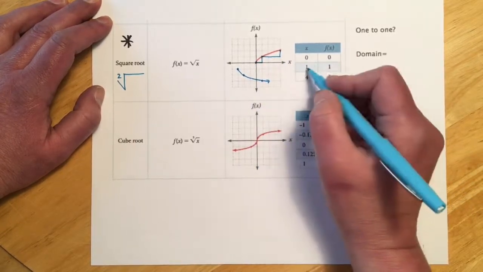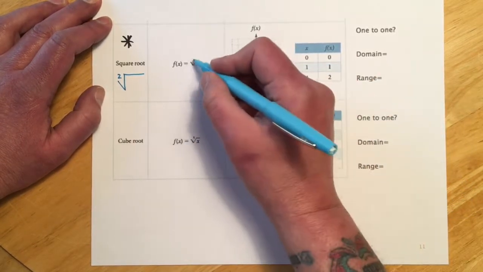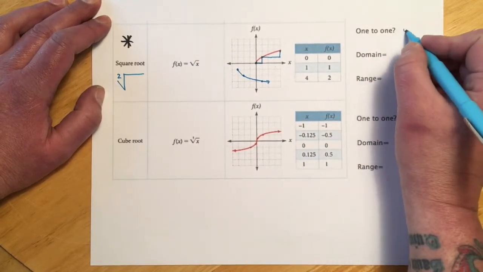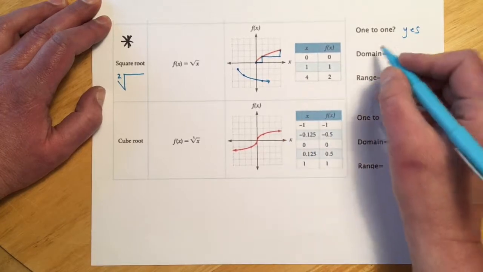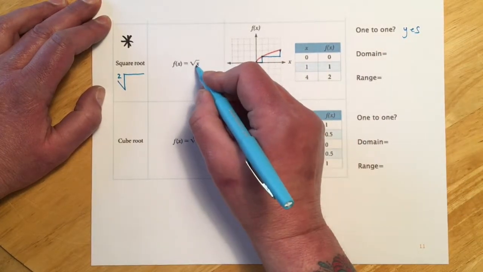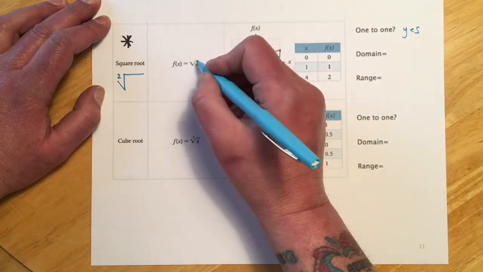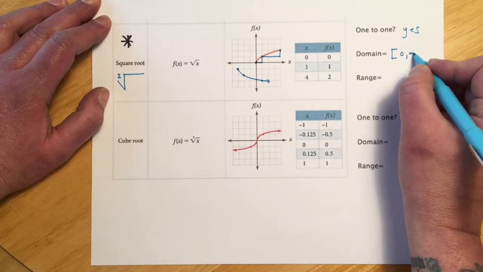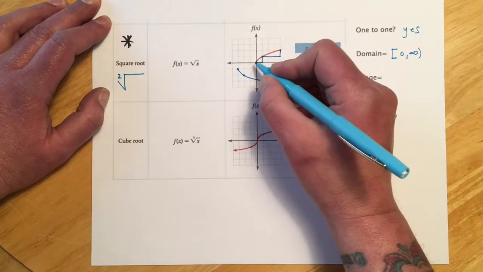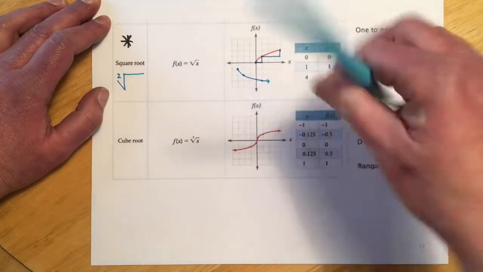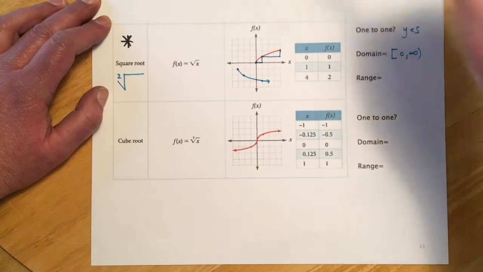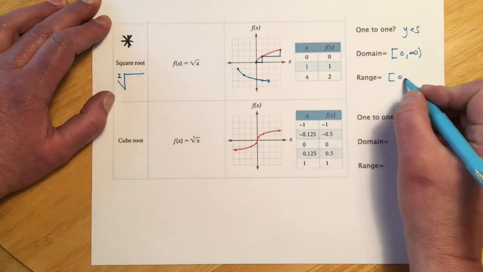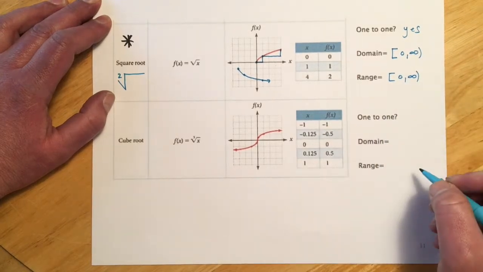X is 0, y is 0, x is 1, y is 1. And when x is 4, square root of 4 makes the 2. It is 1-to-1. That is a yes. Its domain, I can't put negatives into roots, but I can put 0, because square root 0 is just 0. So I want to include the 0 with the bracket, and then that's going to go to infinity. And then for a range, it looks like its lowest point is 0, and then it goes up to infinity from there. It does it slowly, but it goes up. So that's going to be from 0 to infinity.